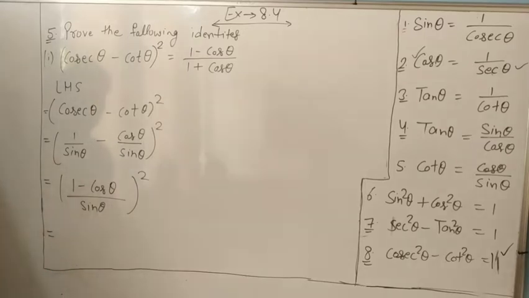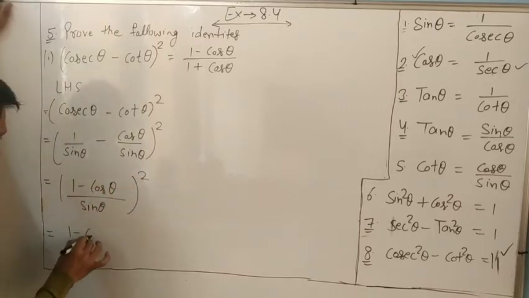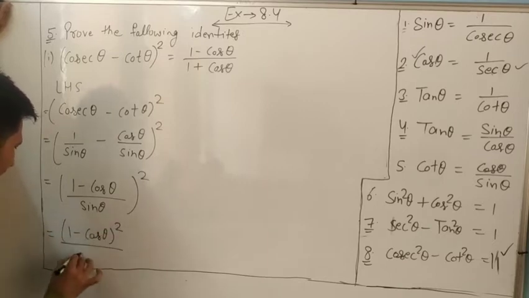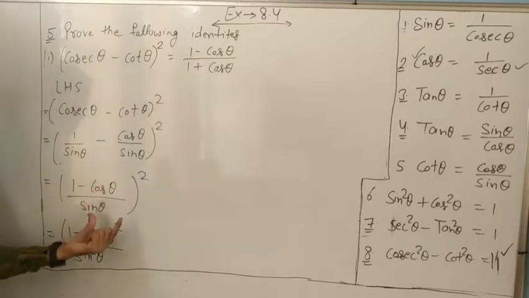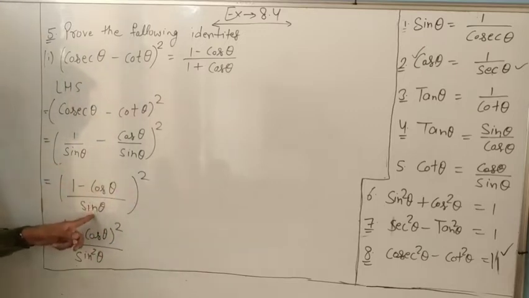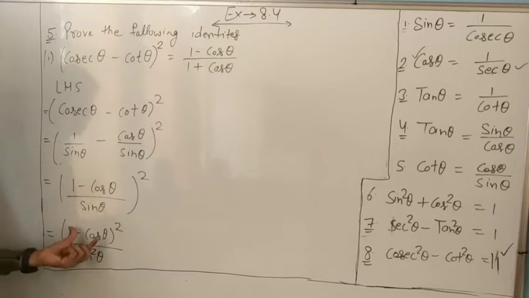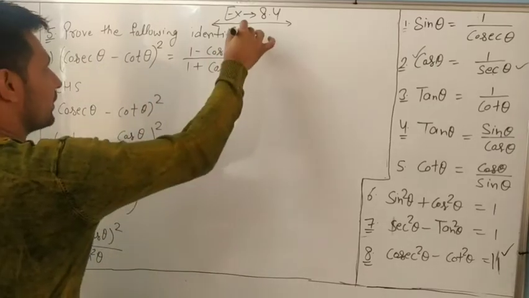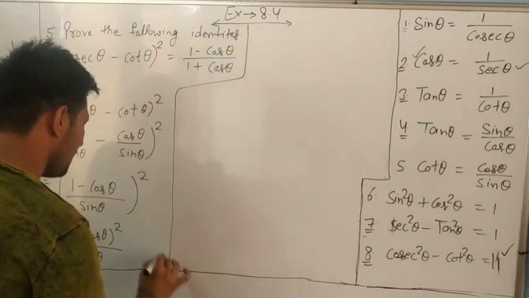It becomes (1 minus cos theta) whole square, and here sine square theta, because it is a whole square. That's why the square of sine theta, sine square theta, it is. And now we will open it. Look at how to open it.